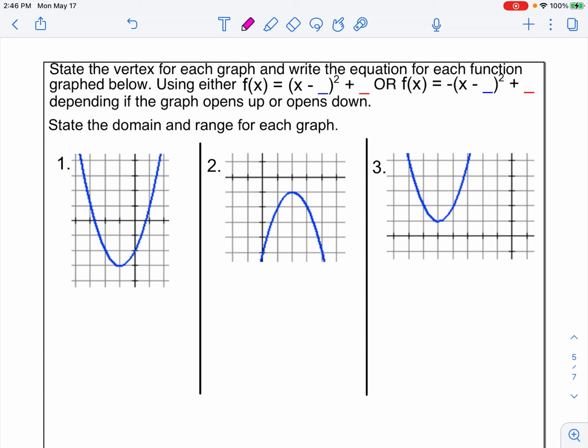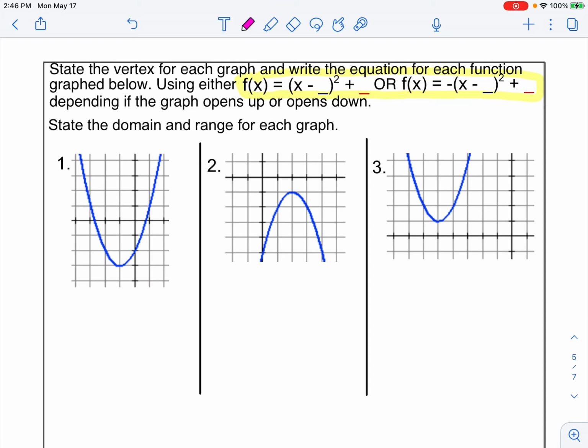So it says, state the vertex for each graph and write the equation for each function graphed below, using either one of these two formulas. And really, it's just that it's either going to be a positive one or a negative one for your a value. We are not going to write equations with widths other than 1 or negative 1.